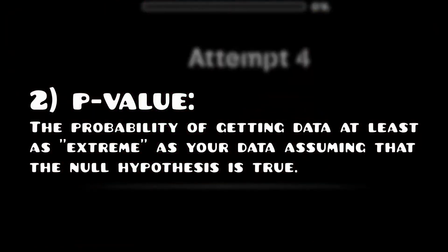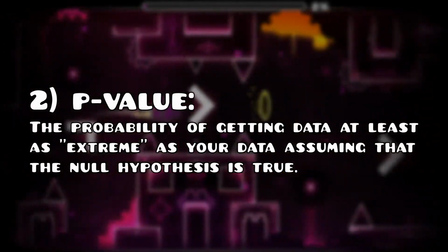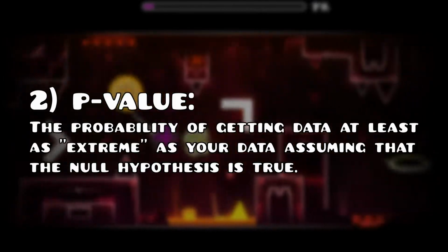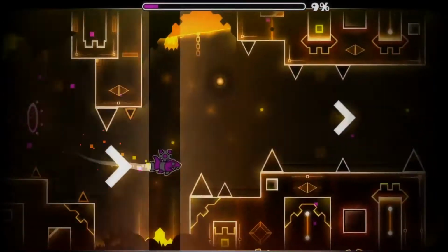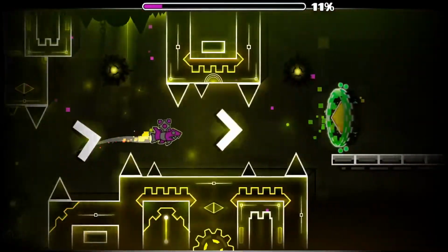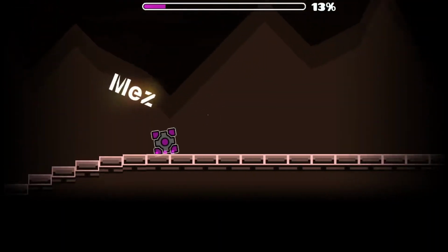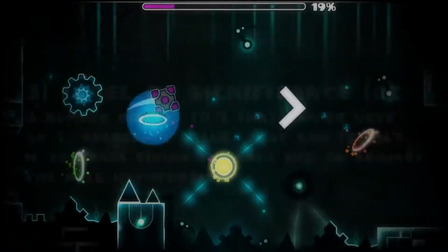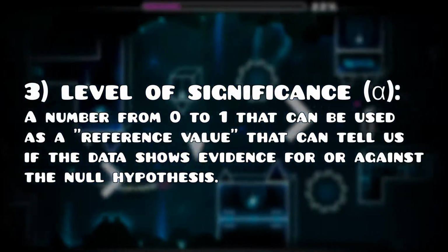Second is the p-value. This is the probability of getting data at least as extreme as your data, assuming that the null hypothesis is true. There are actually 2 types of p-values, one-tailed and two-tailed, but I would need to talk about the geometric interpretations, which I'll do later. Third is the level of significance, alpha.